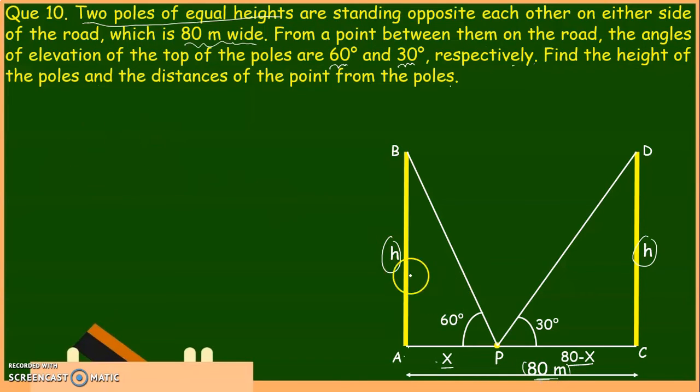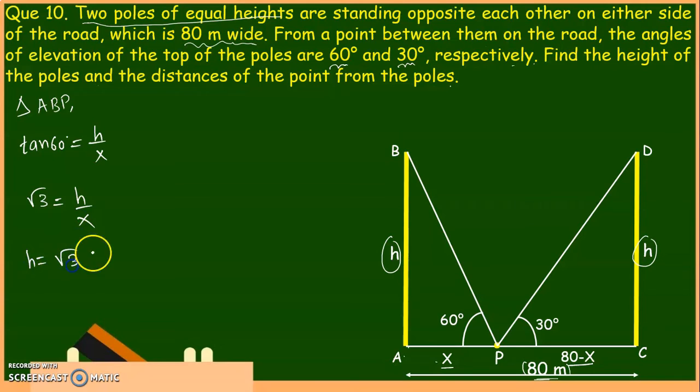Now here we have two right angle triangles. If you consider the first right angle triangle, that is ABP, in this right angle triangle, if you take the formula for tan 60 degree, that will be equal to opposite side, that is h, and adjacent side is x. So your tan 60 is root 3. So we get h equal to root 3 x.